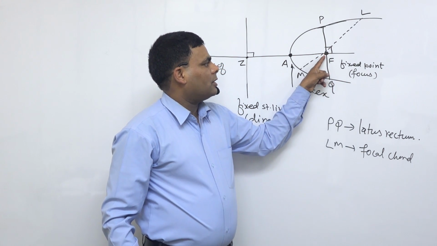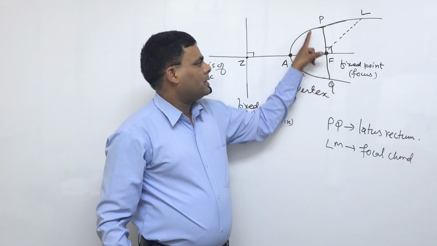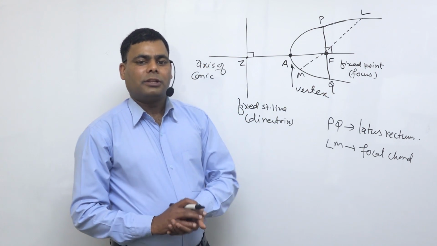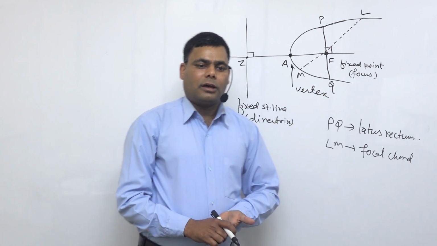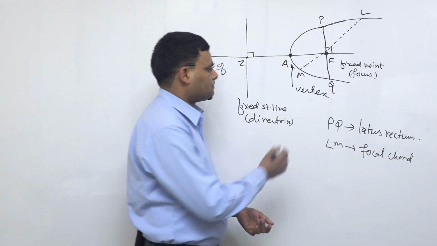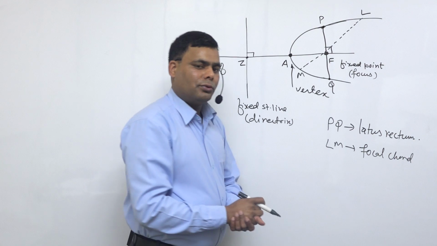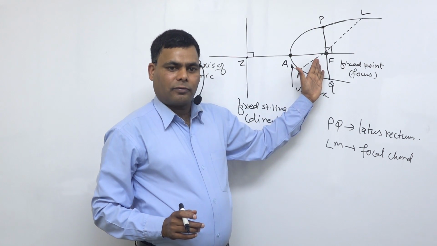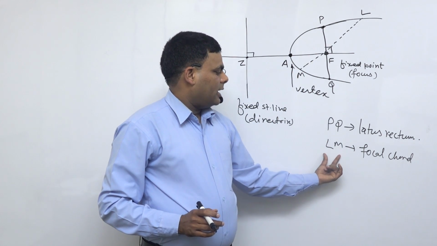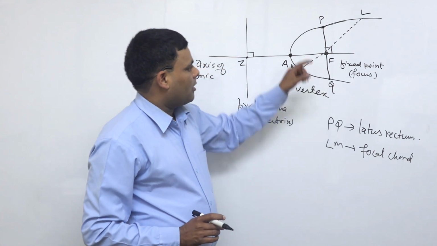which is perpendicular to the axis and passes through the focus. So PQ is called latus rectum. Sometimes it is also known as double ordinate or focal width, etc. Especially this chord PQ is called latus rectum or focal width, and LM is the focal chord. A chord that passes through focus is called focal chord.